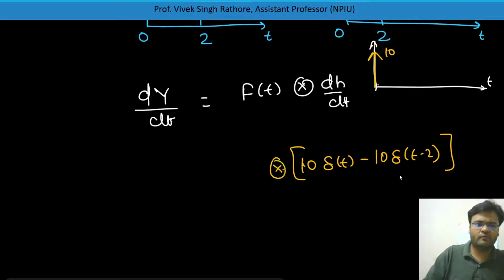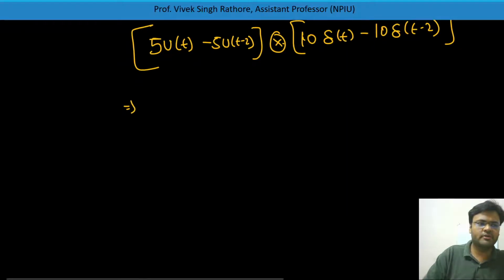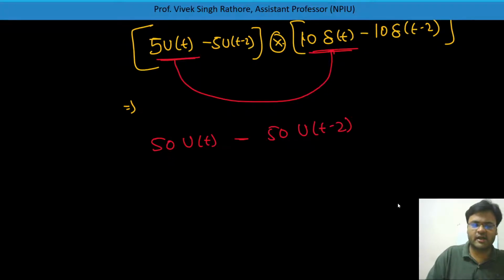What we are doing is convolving it with your f(t). f(t) is nothing but 5 u(t) minus 5 u(t minus 2). Now you need to convolve. I told you the property that whatever signal you convolve with 10 delta(t) will act as an identity. So 5 times 10 is 50 u(t), and then 5 times 10 is 50 u(t minus 2) will be there, as I have told you earlier.